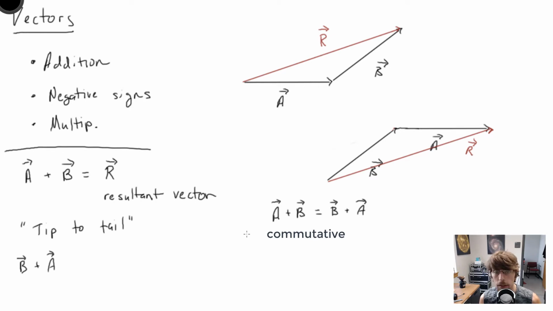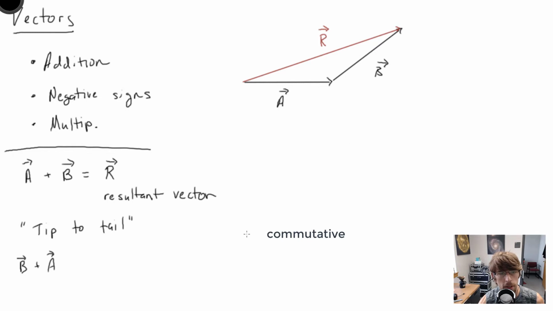Cool. That's all there is to graphically adding vectors. You slide the tail of one to the tip of the other, and then you draw the resultant vector from the two, I'll say, unoccupied ends of the vector. Pretty simple. So let's go to the algebraic way.